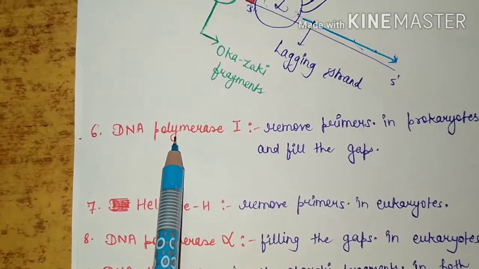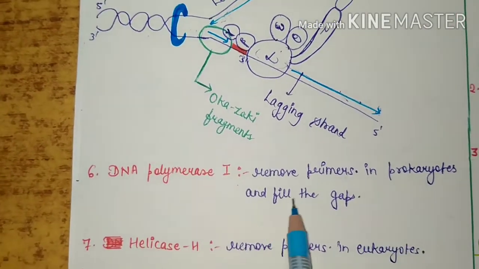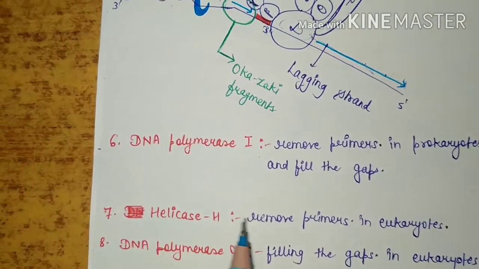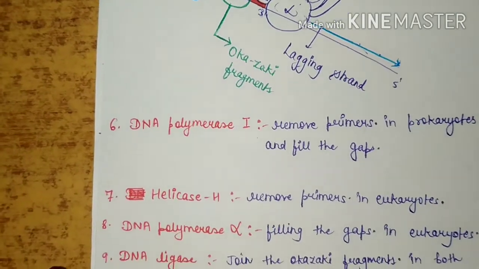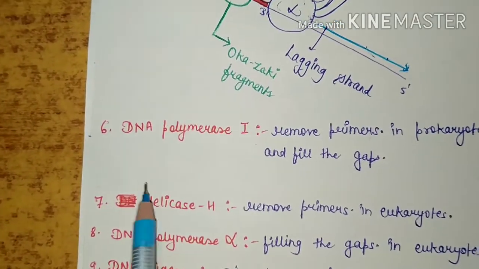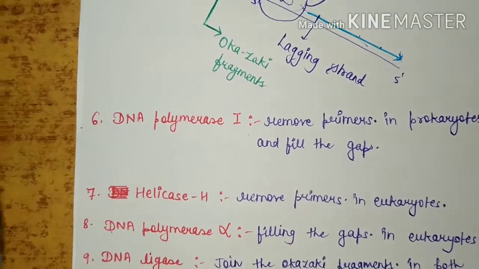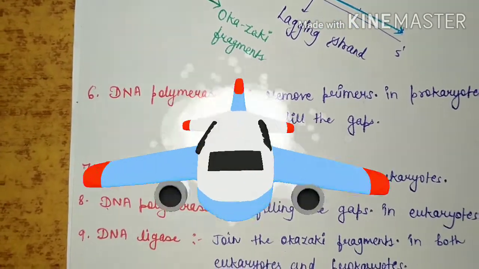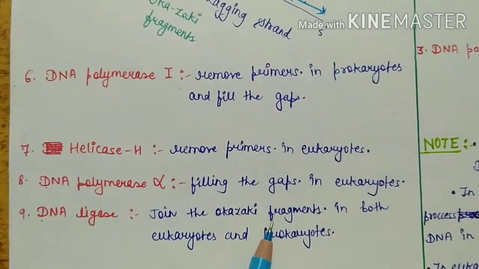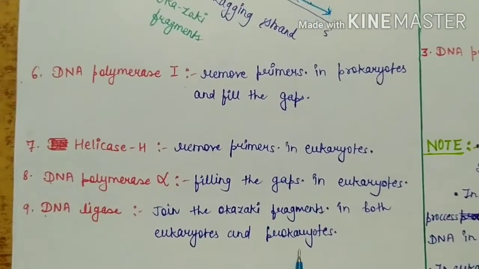After that, DNA polymerase first comes and removes the primers in prokaryotes and fills the gaps. But in the case of eukaryotes, helicase H removes the primers because eukaryotes are specific. So रिमूव करने का काम हेलिकेज H करेगा and the gap को फिल करने का काम हमारा DNA पॉलीमरेज अल्फ़ा करेगा. अब जो हमारी ओकाज़ाकी फ्रेगमेंट्स रह गई है, DNA ligase joins the Okazaki fragments with the phosphodiester bonds in the prokaryotes and the eukaryotes.